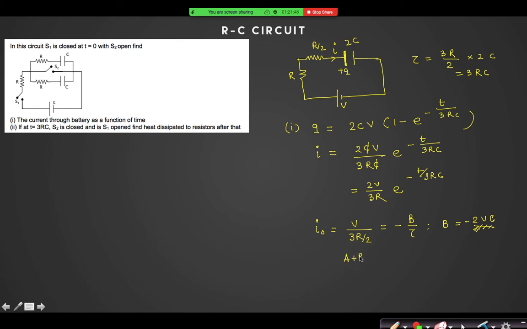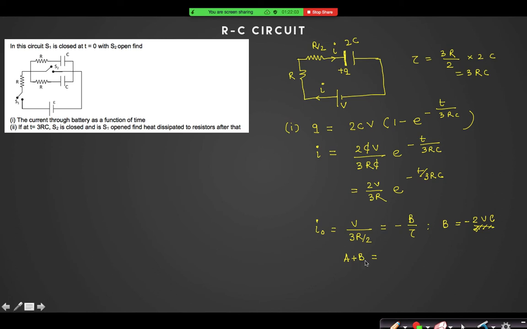Sir, I had a question. That current is distributed into two branches, but I have to find the current through the battery as a function of time. Okay, yes, I have to find the net current.